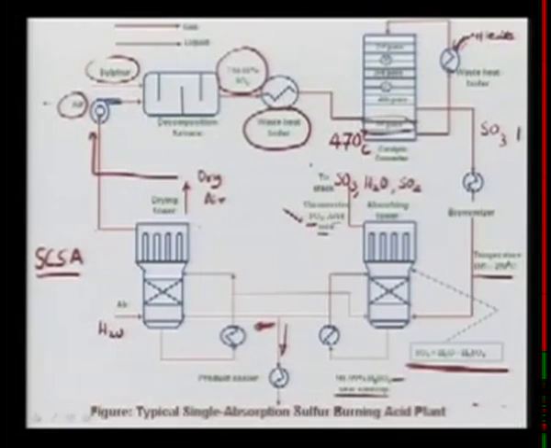Here you can read, to stack, unconverted SO2 and acid mist will escape. If I have any further opportunity to convert this SO2 into SO3, I think I would have done a good job, because I want to essentially control SO2, and the best way to control the SO2 in the sulfuric acid plant is to convert this into SO3. So, let us see how we can convert this into SO3.